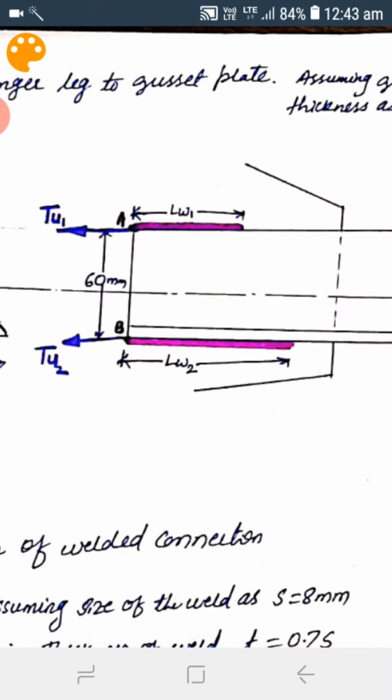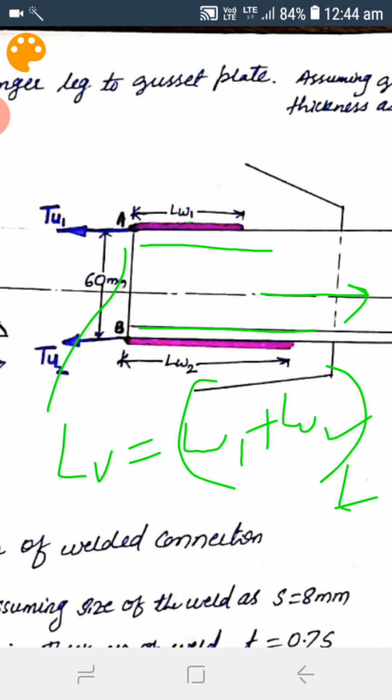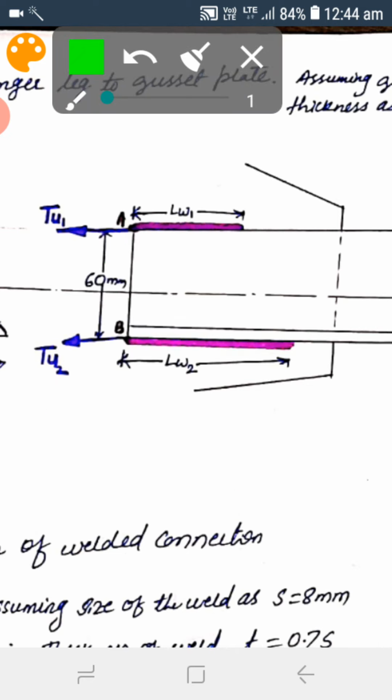So this is the shear area, this one along the direction of load. To calculate LV, you have to take LW1 plus LW2 into thickness, that is the shear area. And this part is the tension area, perpendicular to the load. This and this is the shear area. I hope you understood this one.